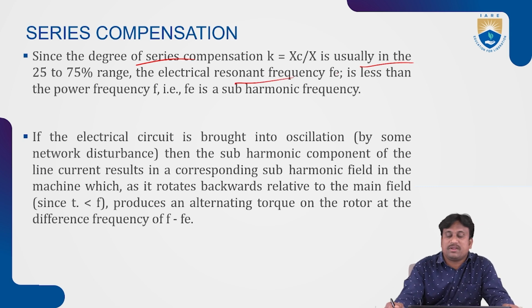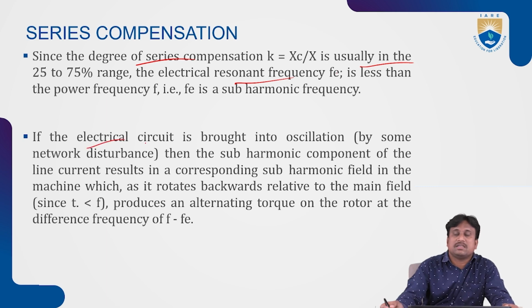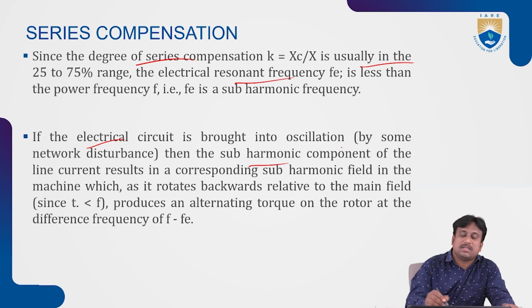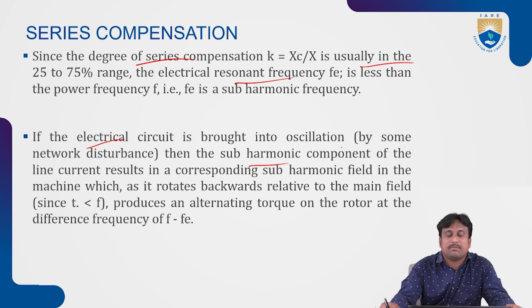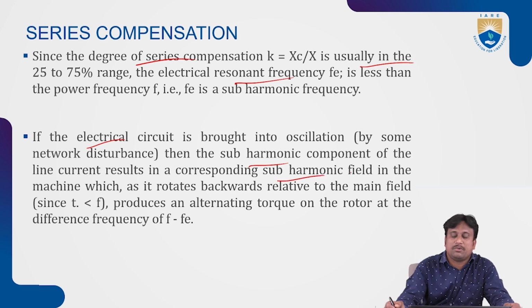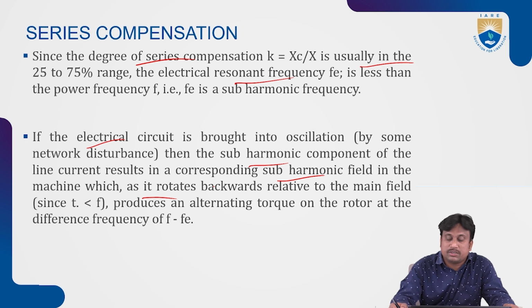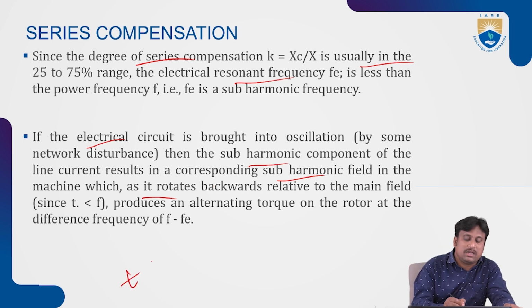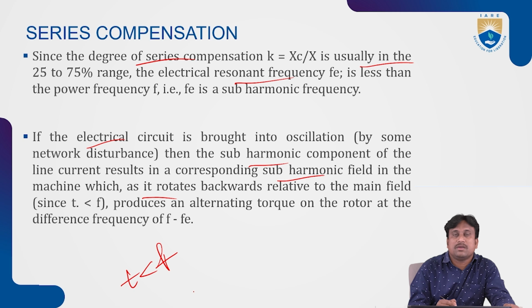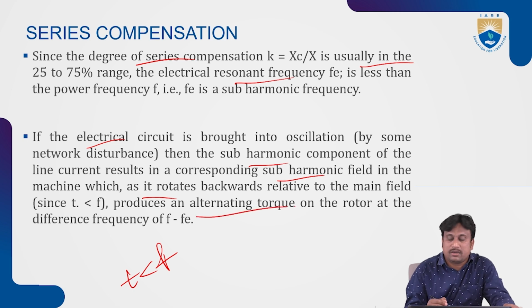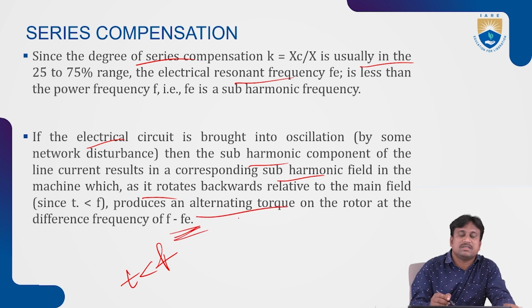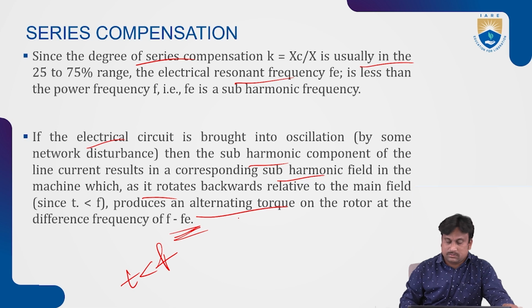So the electrical resonant frequency is less than the power frequency, meaning Fe is a subharmonic frequency. If the electrical circuit is brought into oscillation by some network disturbance, then the subharmonic component of the line current may result in a corresponding subharmonic field in the machine, which rotates backwards relative to the main field since Fe is less than F. This produces an alternating torque on the rotor at the frequency F minus Fe.